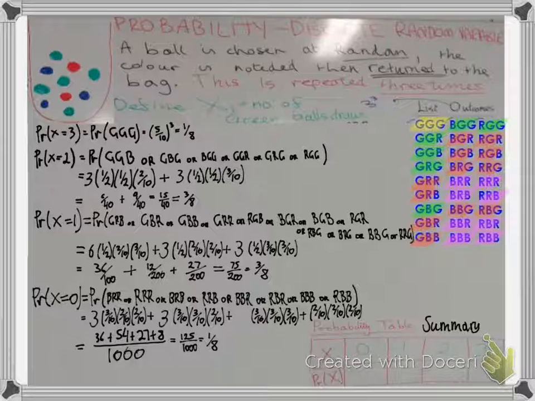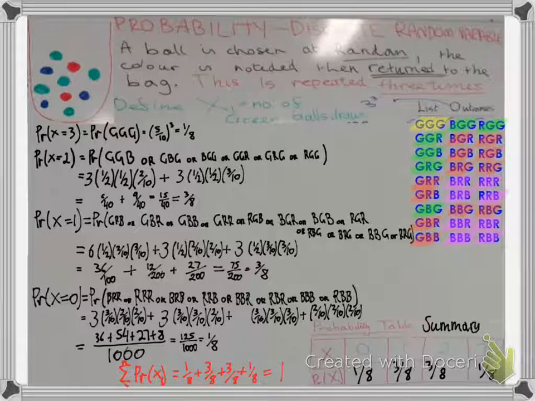So let's summarize all our probabilities in our probability table. There it is, 1/8, 3/8, 3/8, 1/8. And we could see that all those probabilities sum to 1. So it follows the correct property of a probability density function.